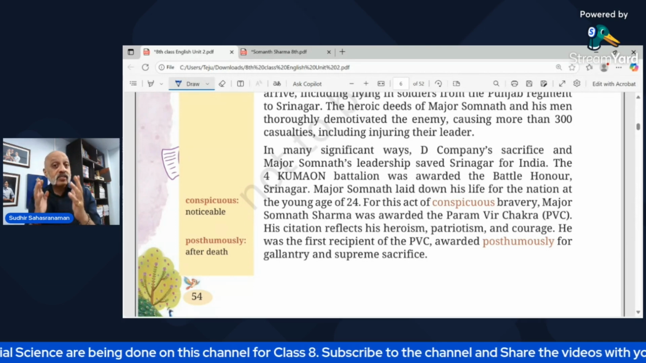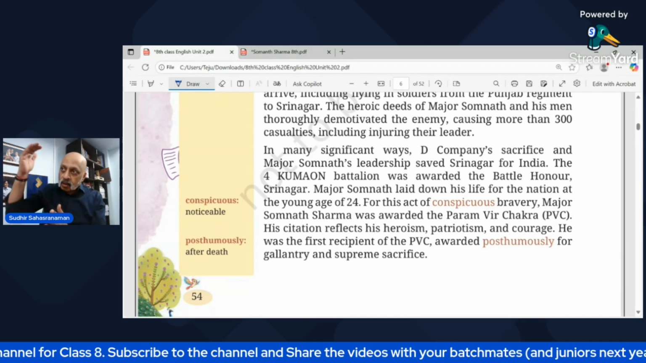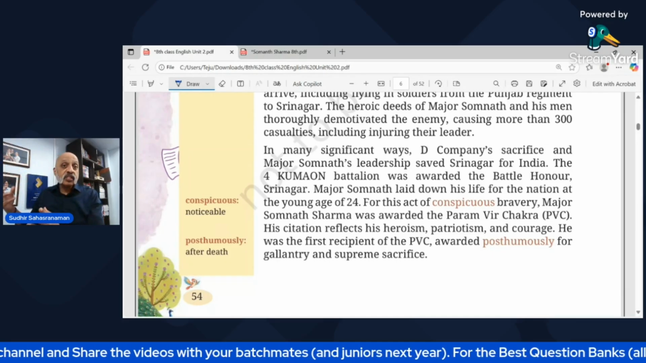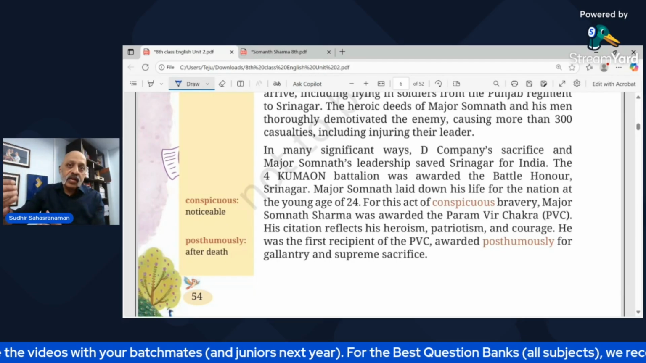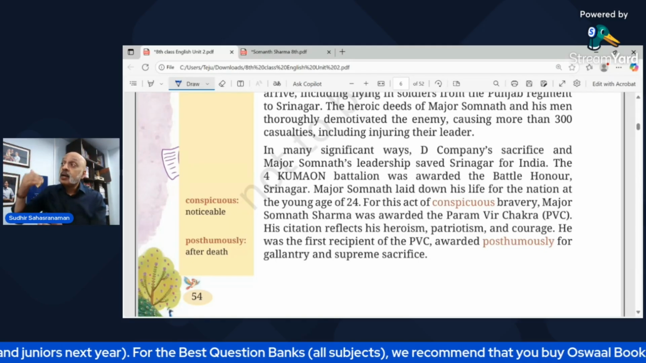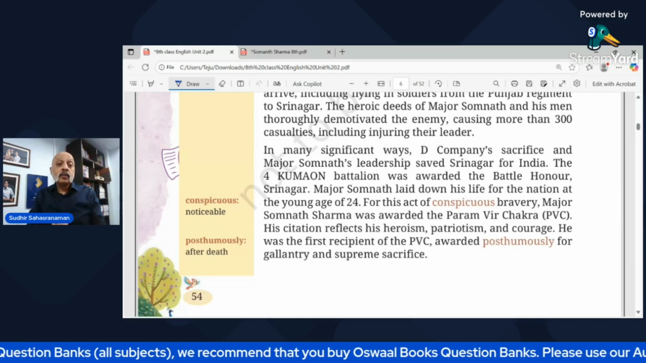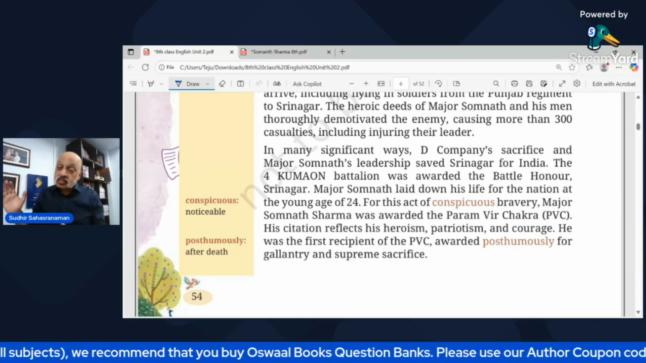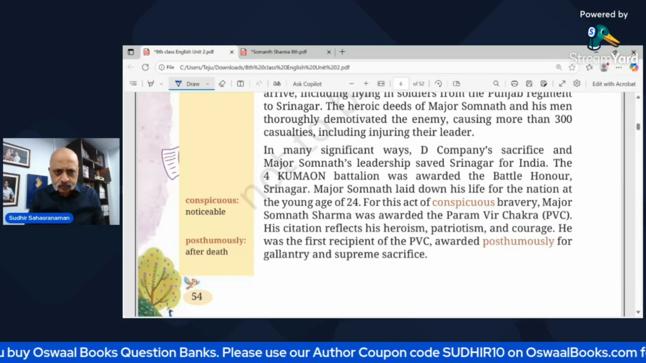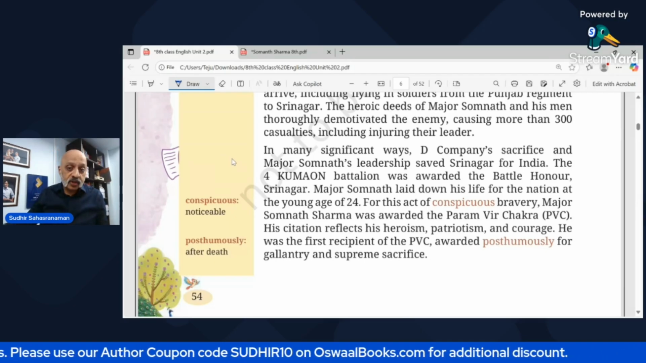So please always realize what really happens on the ground, which can do this. Major Hari Singh sending that urgent SOS message to Delhi, Delhi sending the Indian troops, sending someone like Somnath Sharma who insisted on going, and then he and his regiment holding out the Pakistani invaders, giving more time to the Indian reinforcements to arrive. The 4 Kumaon Battalion was awarded the Battle Honour Srinagar.